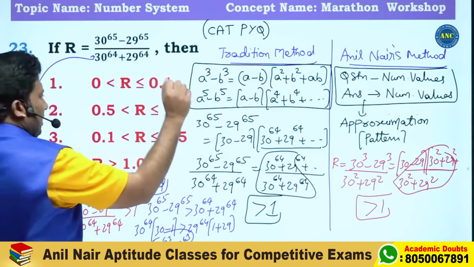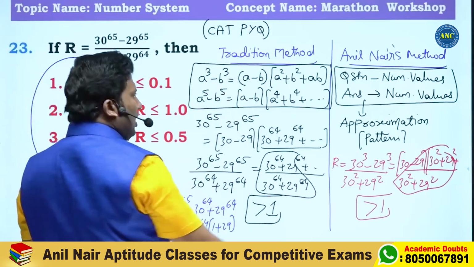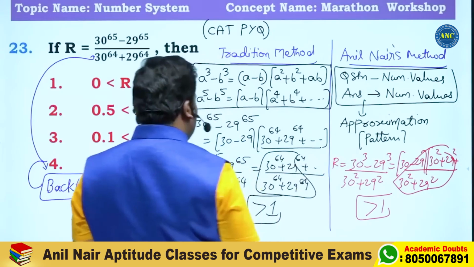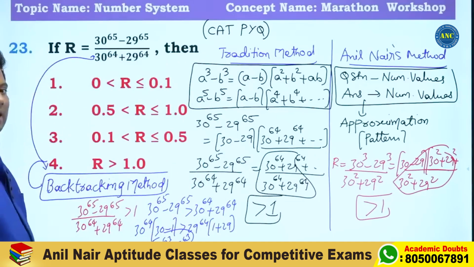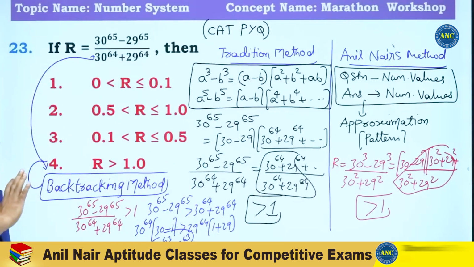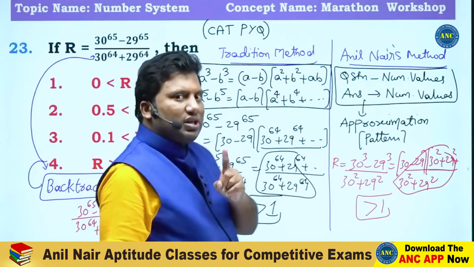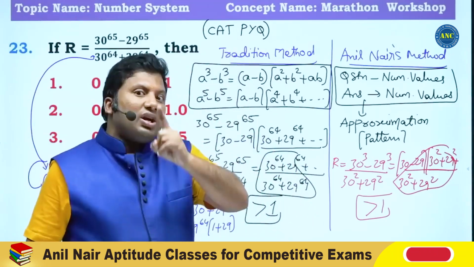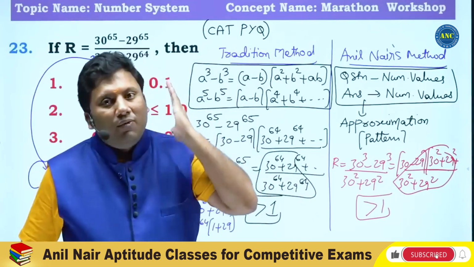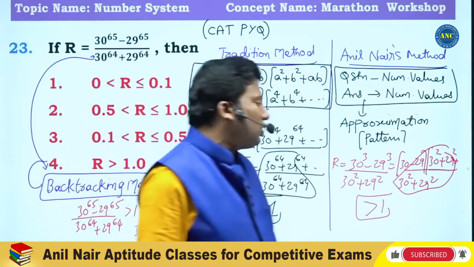So one is the traditional method to solve the question. One is Anil Nair's way to solve the question. Another is the backtracking method. I hope the logic is crystal clear to you. Each and every question, if you see, I am taking the original exam questions to give you a different dimension to your thought process.